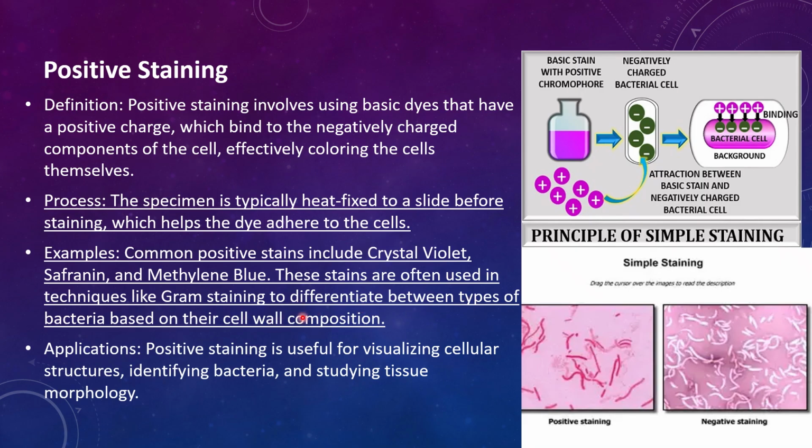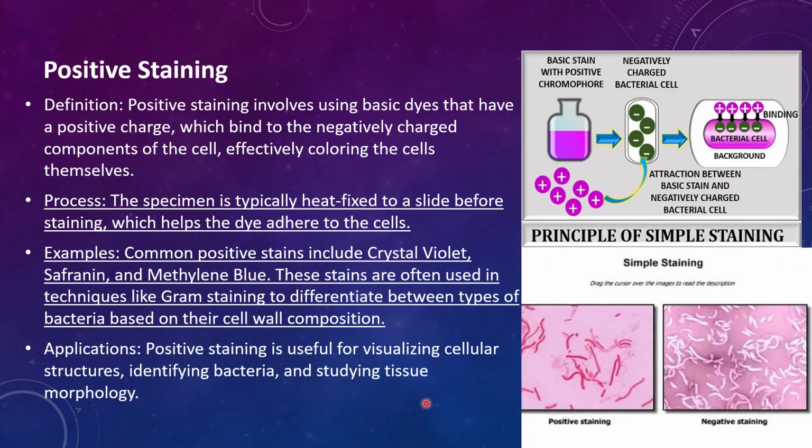We also have differential staining, which we are going to study further. So not only for simple staining, we also use methylene blue, crystal violet, and safranin for other differential staining purposes also. Okay. And why do we use positive staining? Mainly to visualize the cellular structures, for identifying bacteria, and for studying tissue morphology we use positive staining.